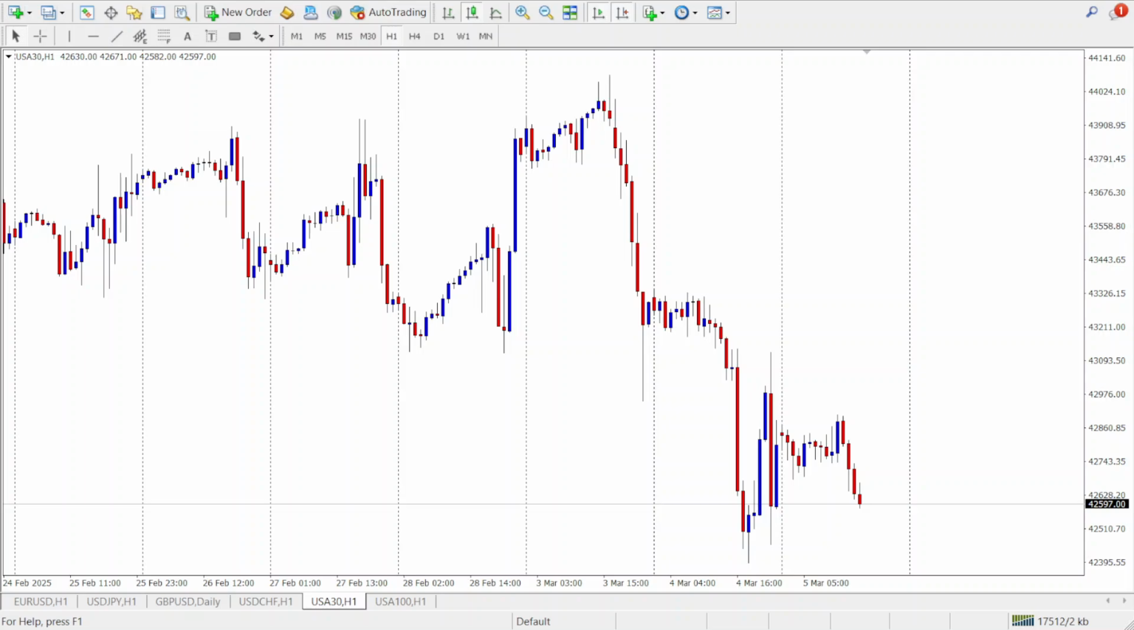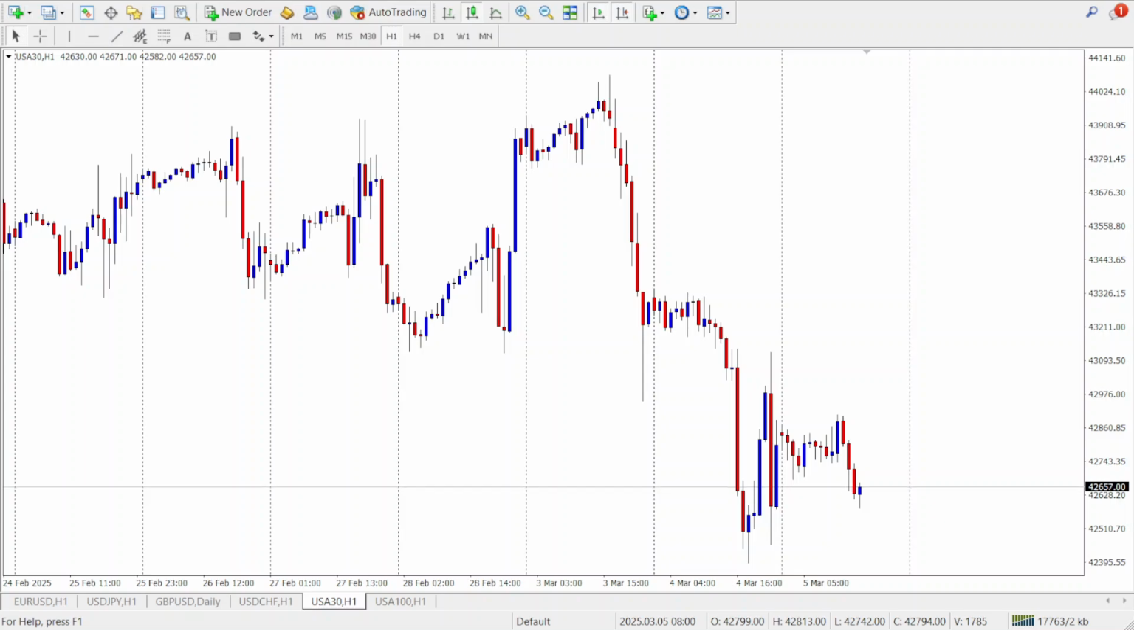So what exactly is the US30? In simple terms, the US30 represents the Dow Jones Industrial Average, a stock market index that includes 30 of the largest publicly traded companies in the United States. Now, the US30 is one of the most popular and widely followed indices in the world, and it is highly liquid, making it a great choice for intraday traders and those looking for short-term movements.